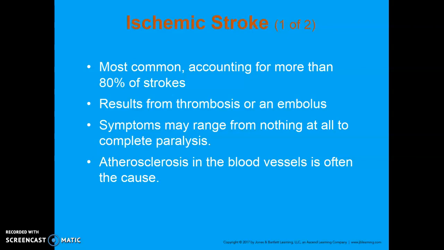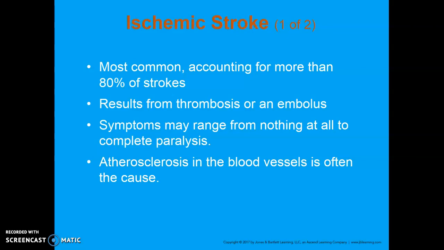This is chapter 17, recording number 2. So we're talking about strokes. There are two main types of strokes. So there's ischemic and there's hemorrhagic. An ischemic stroke is when the blood flow through the cerebral arteries is blocked.